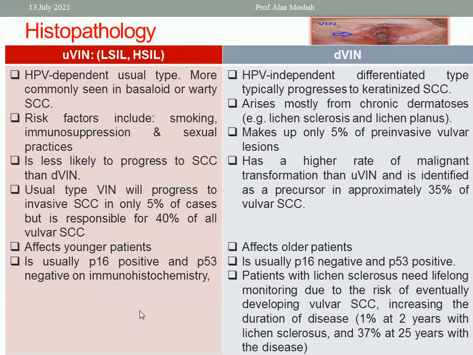Be careful that the patient with lichen sclerosus needs lifelong monitoring. Why? Due to the risk of eventually developing vulvar squamous cell carcinoma, increasing with the duration of disease. I mean, while it is 1% at 2 years with lichen sclerosus, it reaches up to 37% at 25 years with the disease. So the prolonged time of the disease carries a higher risk of malignancy.